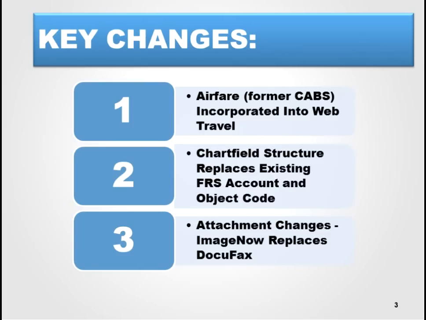Most of you are familiar with the existing web travel system. The new web travel system will have a similar look and feel with a few key changes. The central airfare billing system, otherwise known as the CAB system, is going away. Airfare will be incorporated into the new web travel system. The chartfield structure replaces the existing FRS account and object code. ImageNow is replacing DocuFax. Departments will no longer fax in documents, but instead will scan documents and upload them to the web travel system.